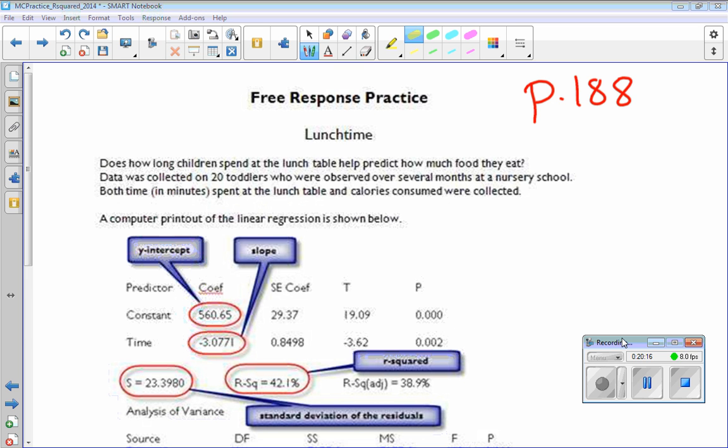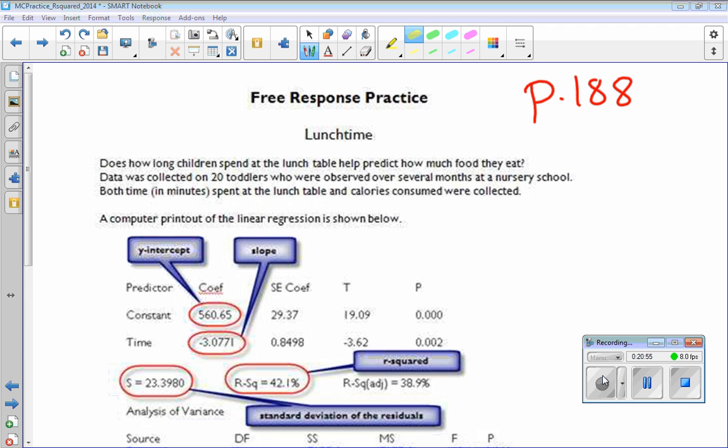So whatever that variable is, that's going to be your slope. Okay? So based on this, and this is what we need to practice, I want you to think about the context of this situation. Devin and I were having a little conversation about this. So I'd like for you to read this paragraph and wrap your brain around the meaning behind the numbers for just a second, just the slope and the y-intercept. So here we have some toddlers, based on several months at a nursery school, the time they spent at the table, and the actual calories that were consumed.